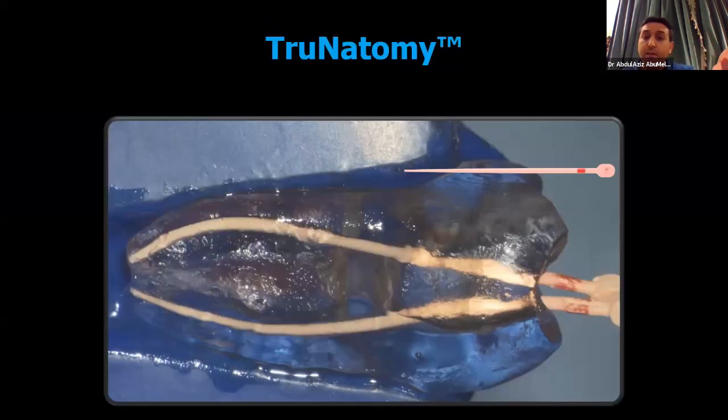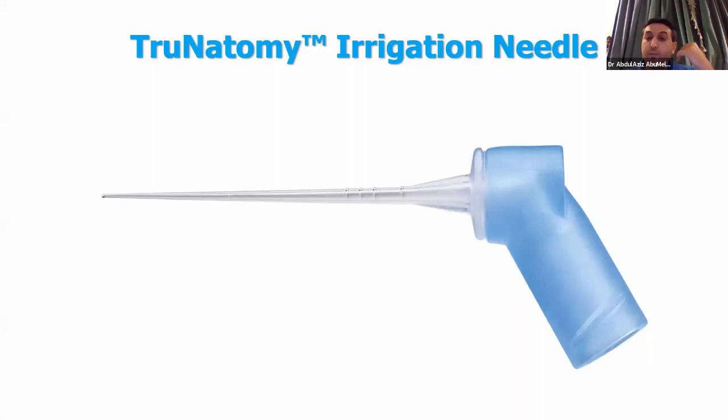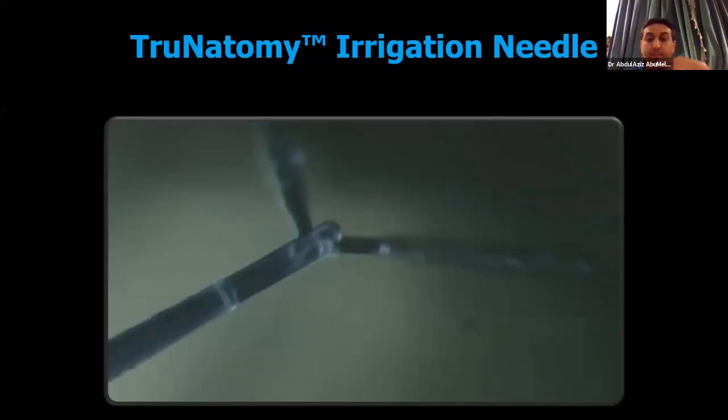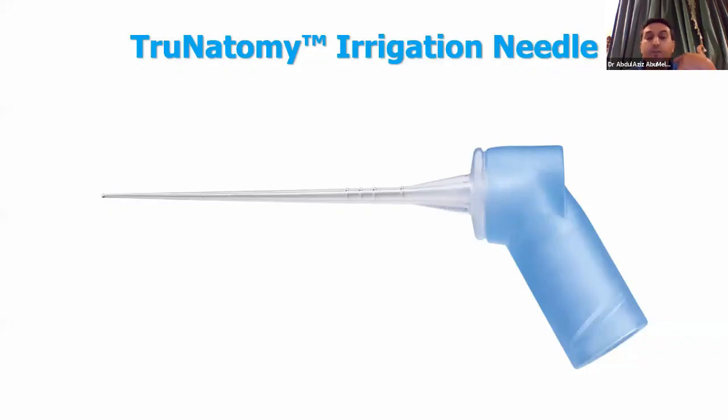This is the irrigation needle that we are talking about, and this is the size of it. It's 23 in length, and the diameter is almost equal to a 30 gauge needle. The way it works is like a side vent, so it's not really an open end. It's a closed end, so it's two side vents and it's equal to size 13.